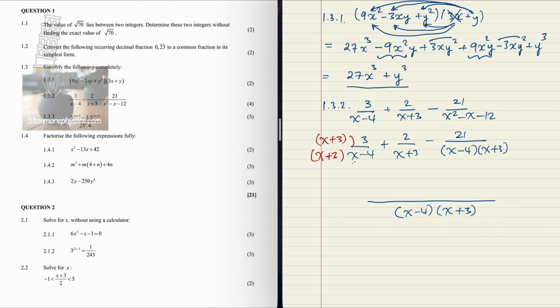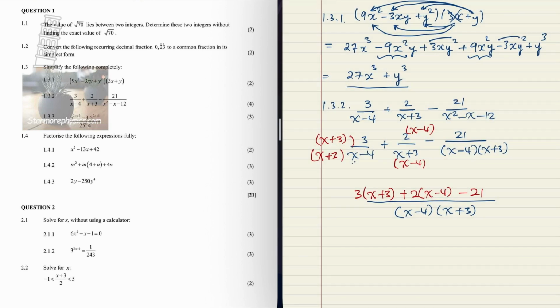So this first part is going to be 3 into x plus 3. Now for the second fraction, what would I have multiplied x plus 3 by to get the denominator x minus 4, x plus 3? Well, I would have multiplied by x minus 4. So what I do to the bottom, I must do to the top. So here I will have plus 2 into x minus 4. And then lastly, minus 21.